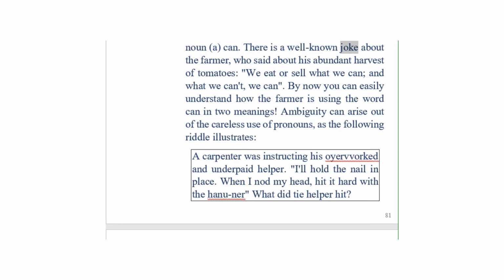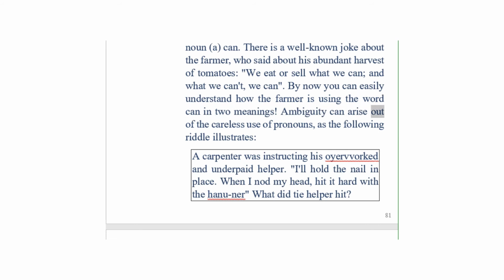There is a well-known joke about the farmer who said about his abundant harvest of tomatoes, "We eat or sell what we can, and what we can't, we can." By now you can easily understand how the farmer is using the word "can" in two meanings.